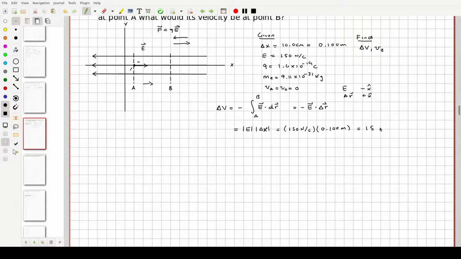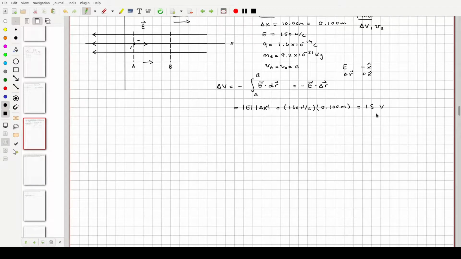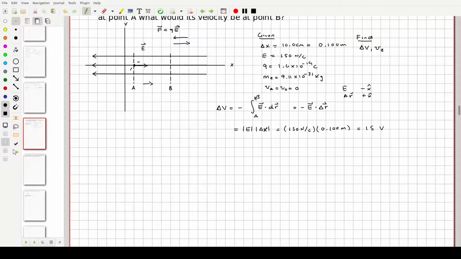15 volts. Okay? So the difference in voltage, or the difference in potential between here and here, is simply 15 volts. Like I said, it's the difference that's the big thing. Now, here's the deal though. We know the relationship between voltage, potential energy, and charge. So the difference in potential energy between those 2 points in space is going to be Q times delta V.